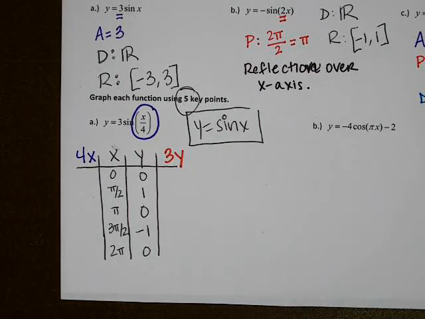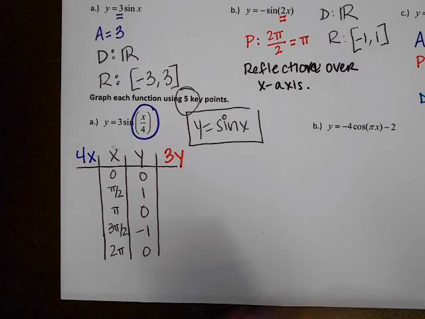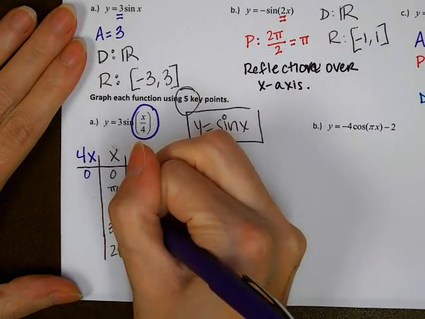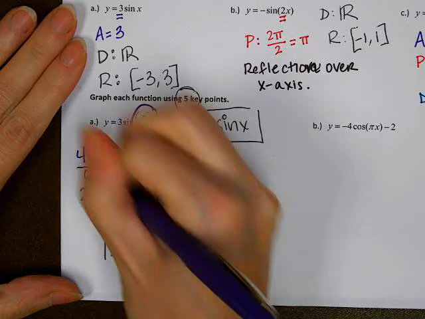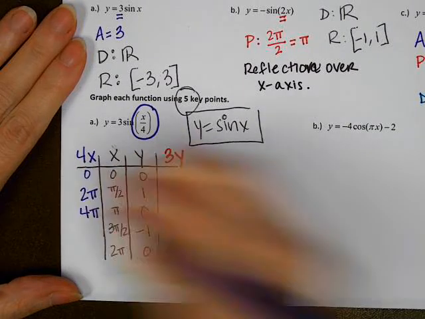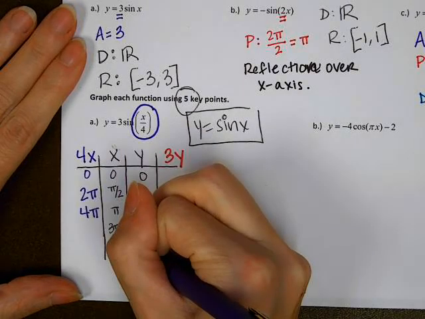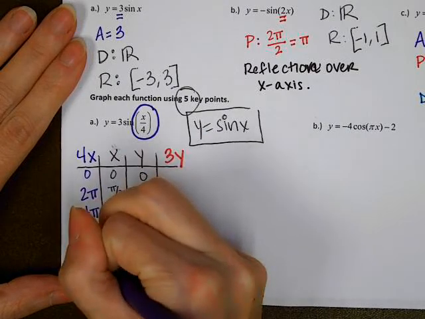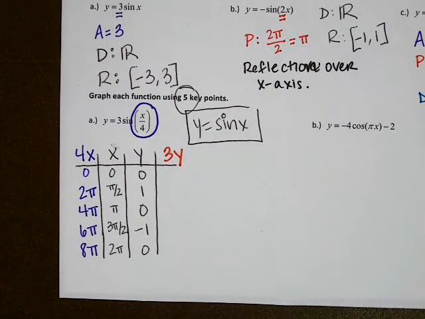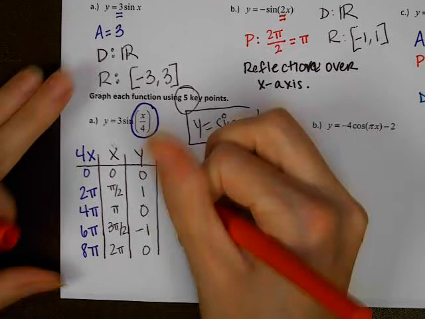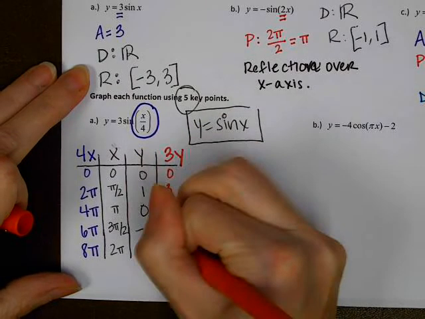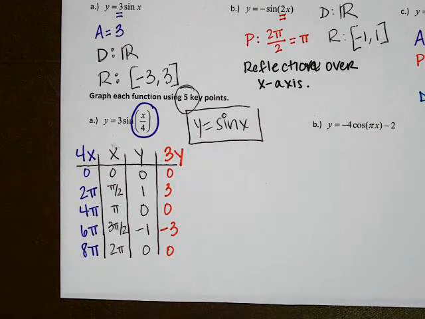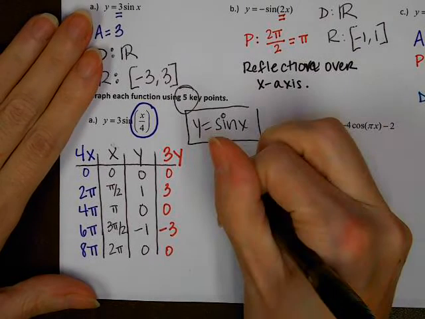Okay, that's how you would get your new graph or your new data points here. So we're going to multiply all these by 4. So that's 0. If you multiply by 4, that's 2 pi. Multiply by 4, that's 4 pi. Multiply by 4, that's 6 pi. And multiply by 4, that's 8 pi. And then all the y's we're multiplying by 3. 0, 3, 0, negative 3, 0. Okay, so purple and red, those are all your new points.